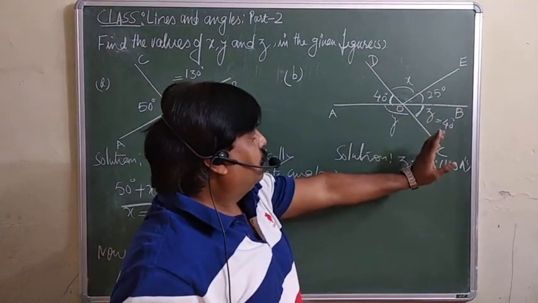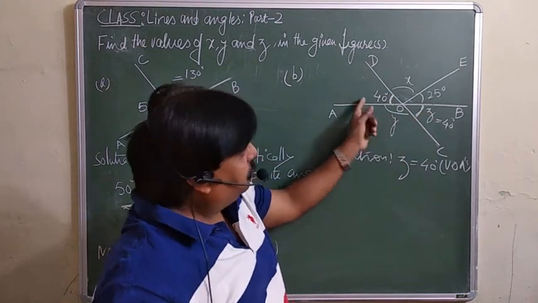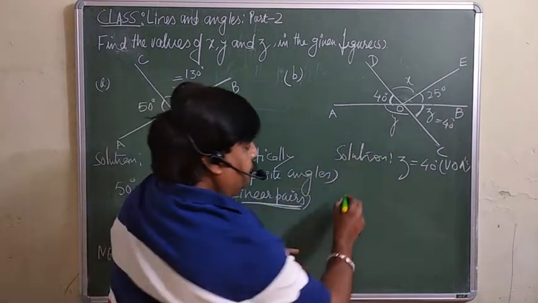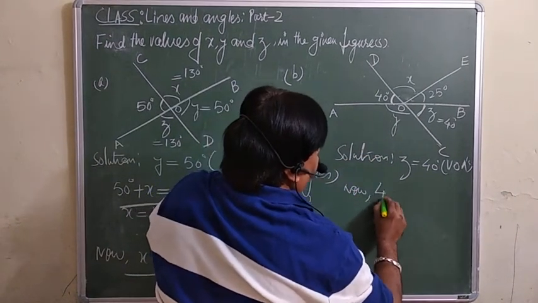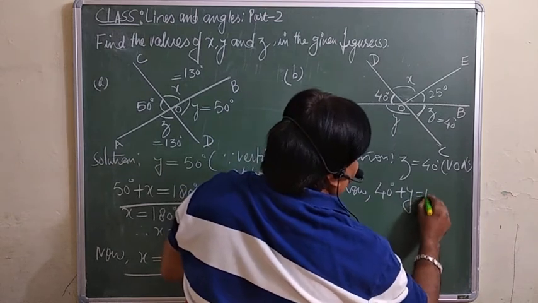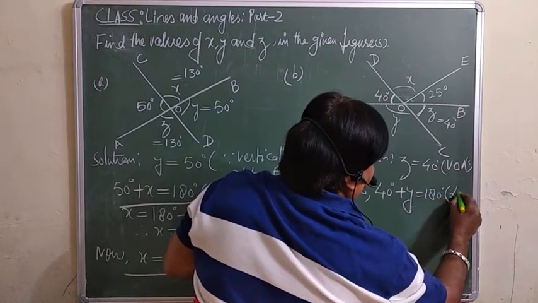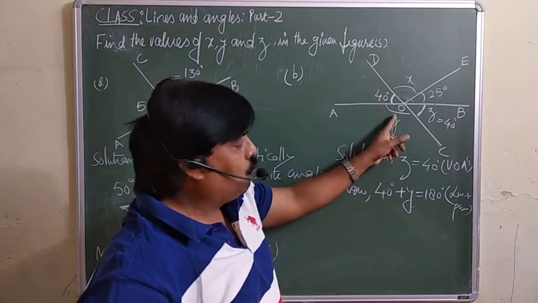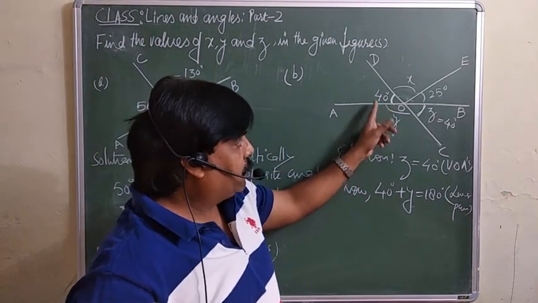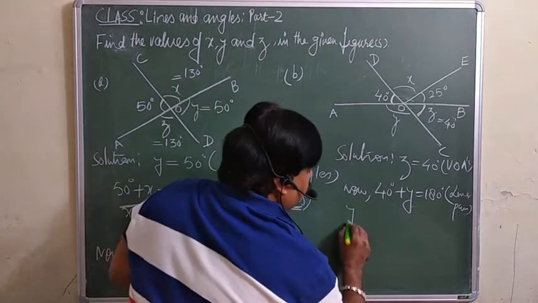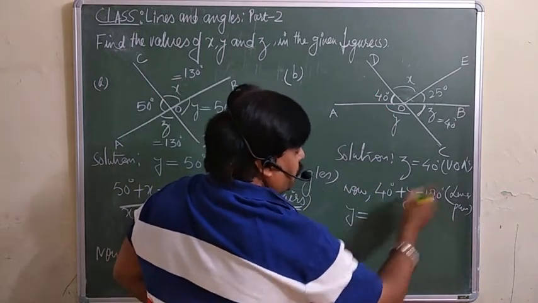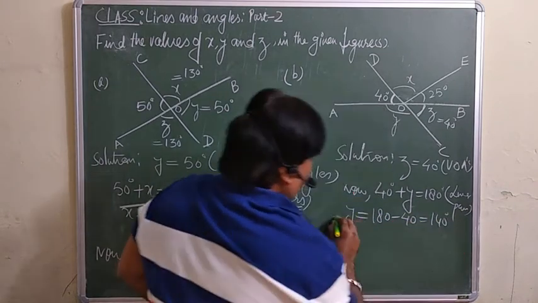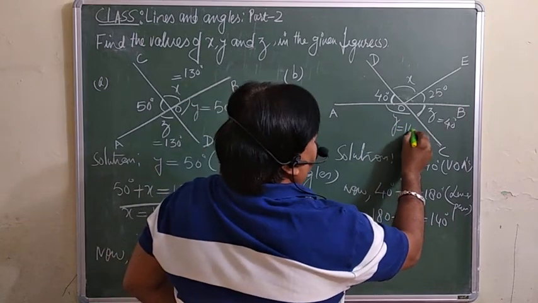Now we want to find out this y. You can find out first. Sum of this 40 plus y will be equal to 180. Now 40 degree plus y is equal to 180 degree. Reason linear pairs. By the linear pairs, sum of the two adjacent angles. दो adjacent angle का sum 180, that is linear pair. So from here y is equal to, you can transpose this 40 on this side, 180 minus 40, that is equal to 140 degree. So what you are getting, y is 140.